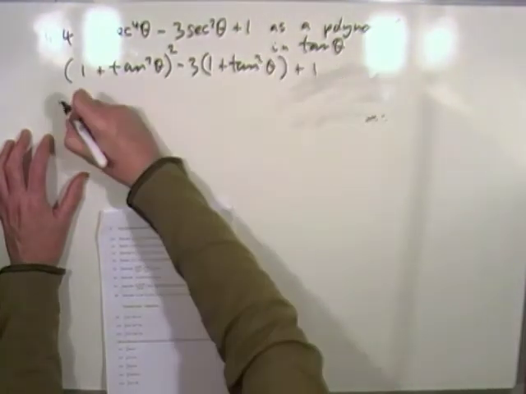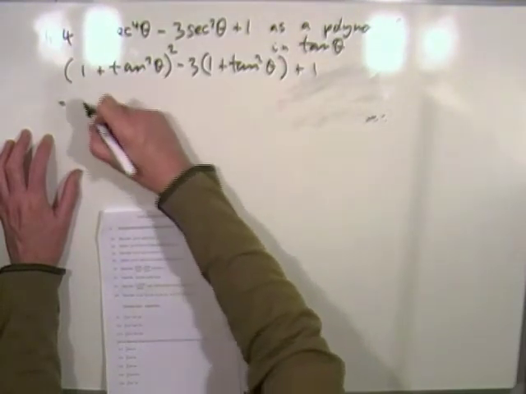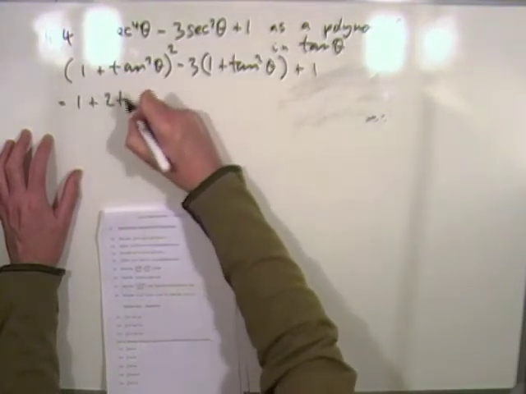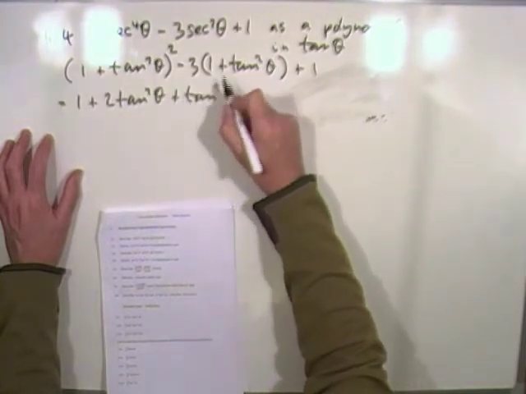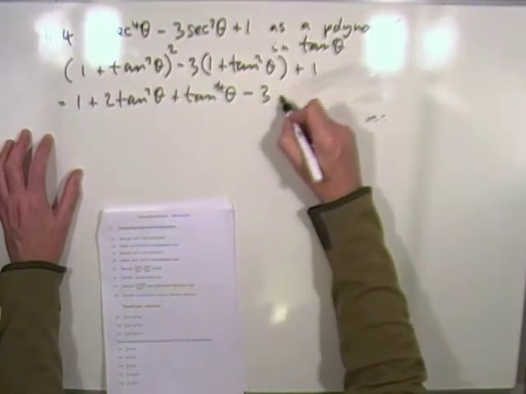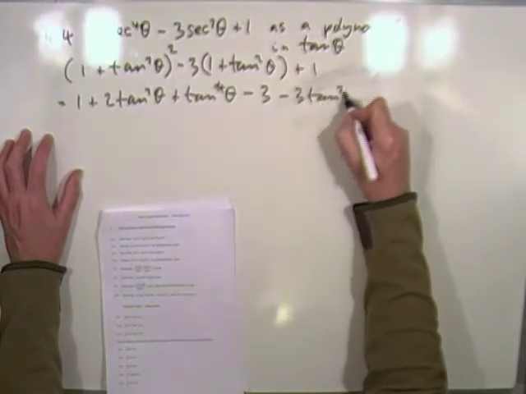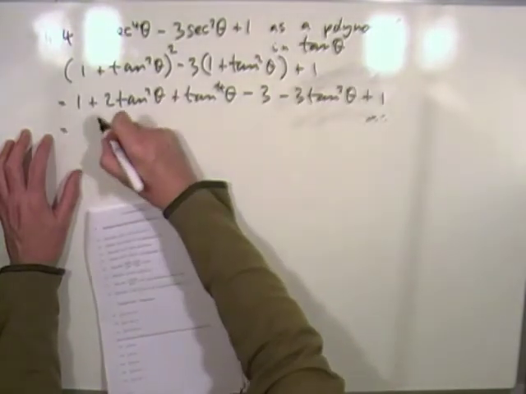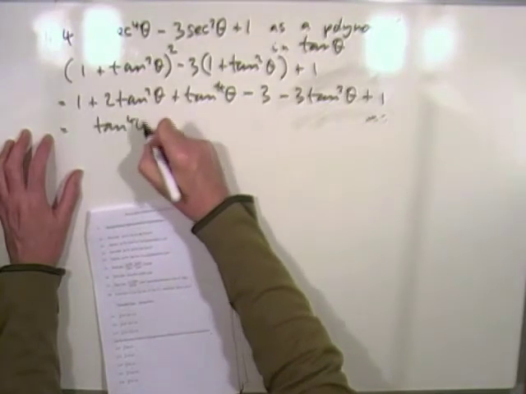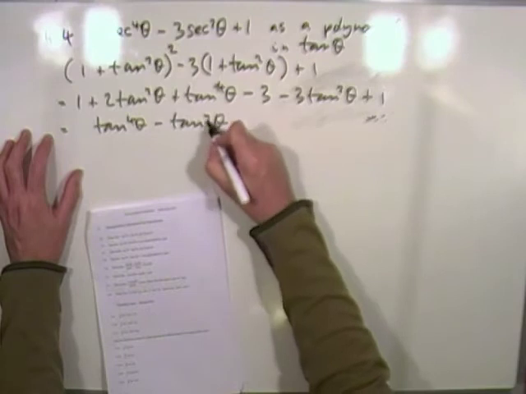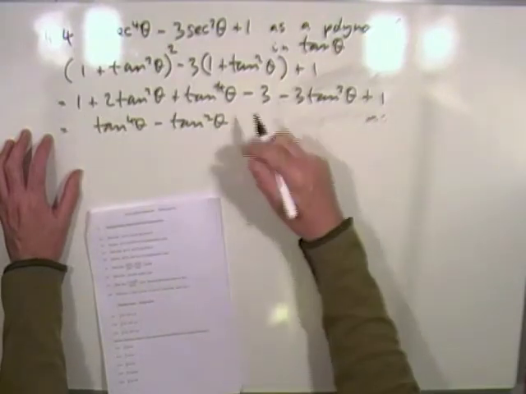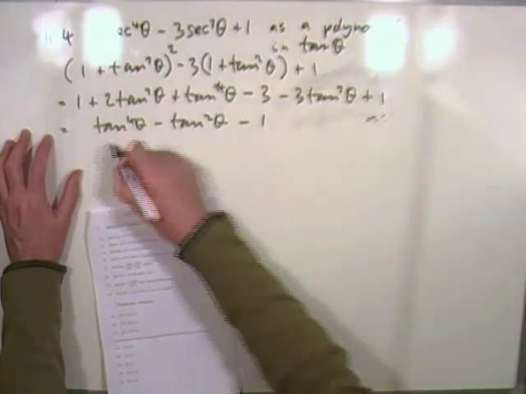And then plus 1. So what's that all together? Maybe I should have put that first. No, it doesn't matter. 1 plus 2 tan squared plus tan squared squared, making it a power 4, minus 3 tan squared plus 1. Put the higher powers first. Tan to the 4th theta minus tan squared theta. Numbers: 2 take away 3 minus 1. That's that one done.